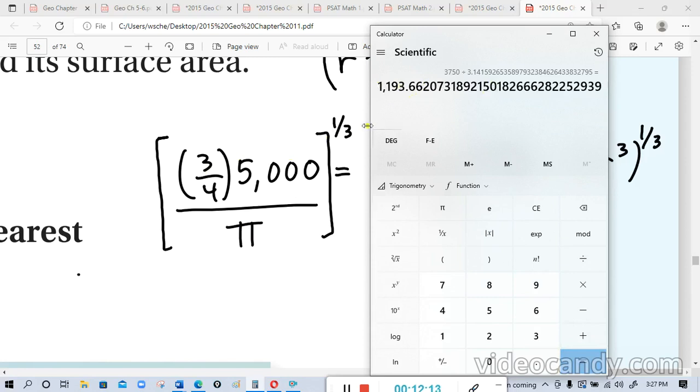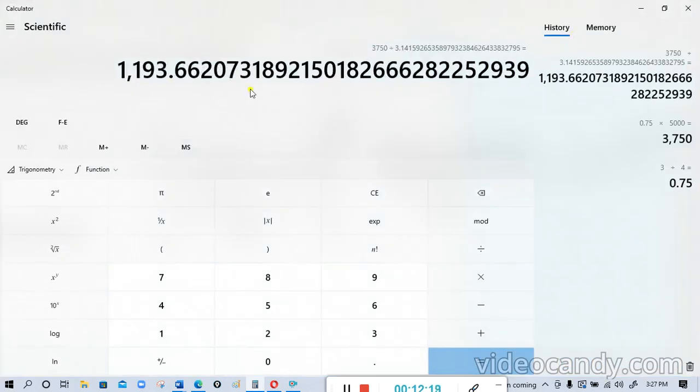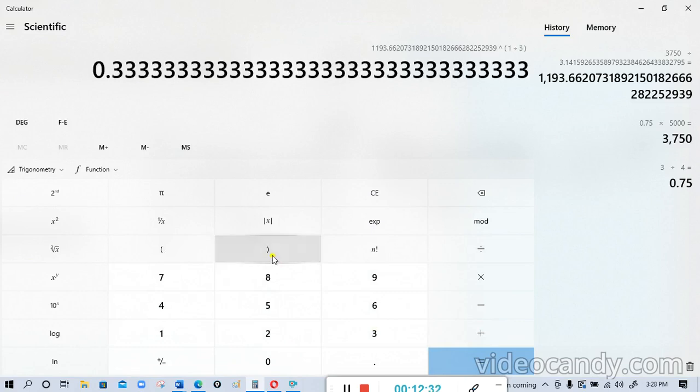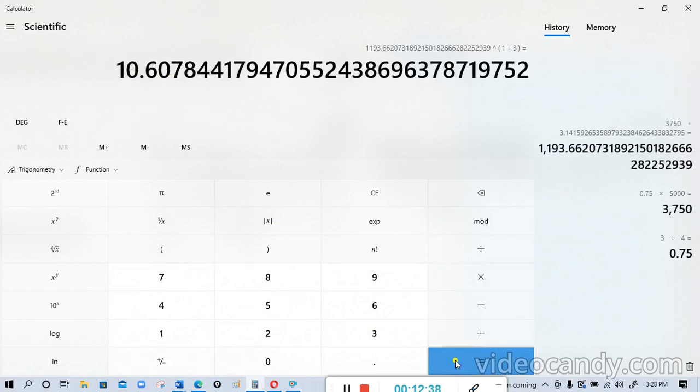That's our answer, and we just take that answer and raise it to the power of 1/3. So here's the answer, and the x to the y is the exponent button. I'm going to use parentheses, 1 divided by 3, and close parentheses. So there's my exponent, 1/3 or 0.33333. Hit equals, and that is my radius right there.